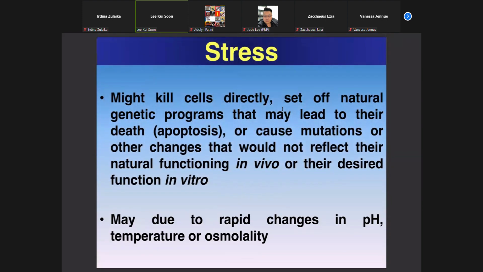Stress, okay, as you know, stress can also kill cells directly and set off the natural genetic program that may lead to their death or apoptosis, or cause mutations or other changes that would not reflect the true natural function in vivo, or their desired function in vitro. This may be due to rapid changes of the pH, the temperature, and also the osmolarity. Now, this is all the physical environment that you have to take into account seriously when you culture cells yourself.